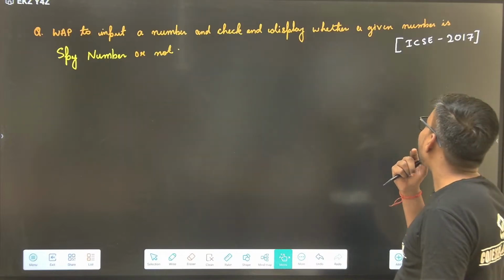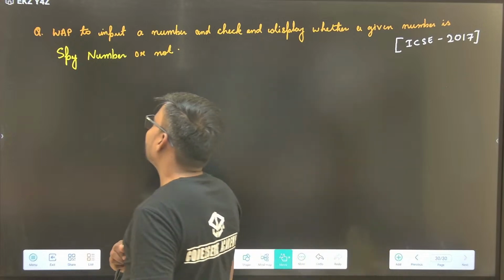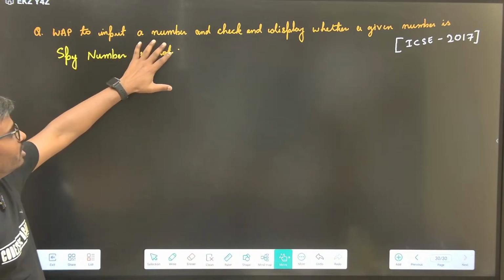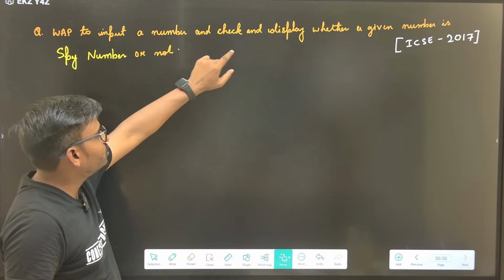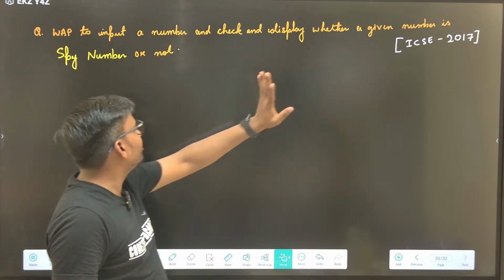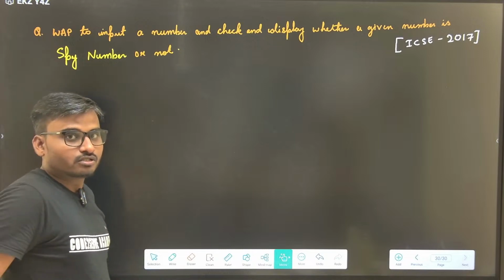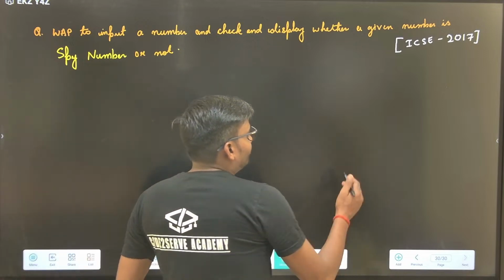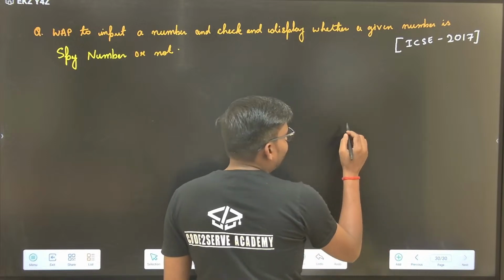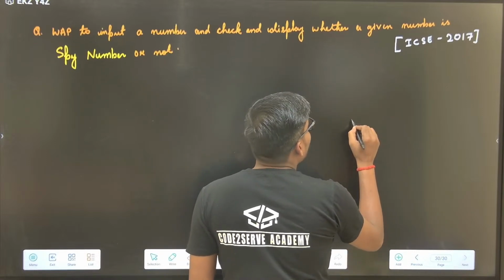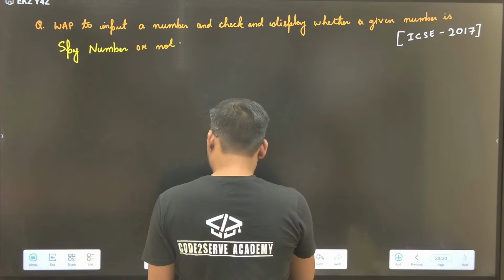So this question was asked in 2017. We have to take a number as input and check and display whether the given number is a SPI number or not. So what is a SPI number? Again here you have to keep in mind, for a SPI number, first you have to find the sum.